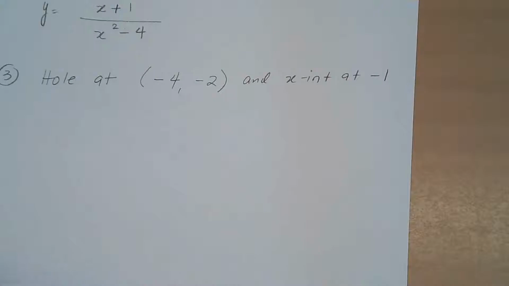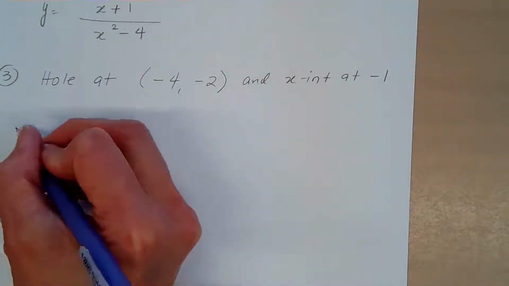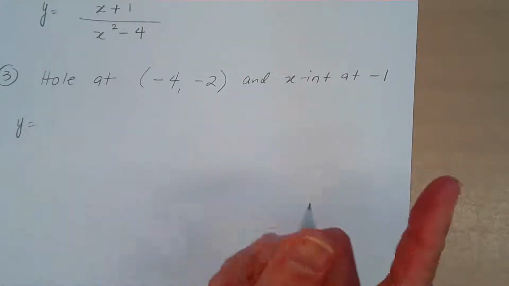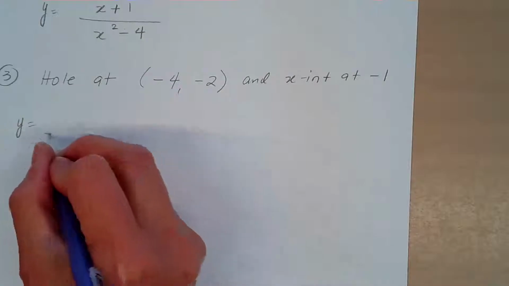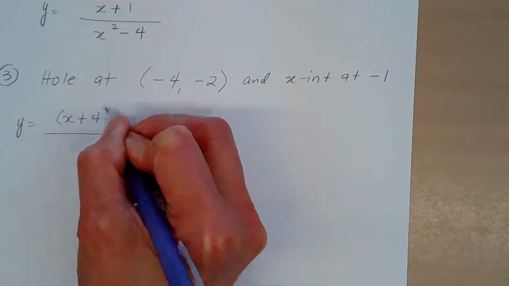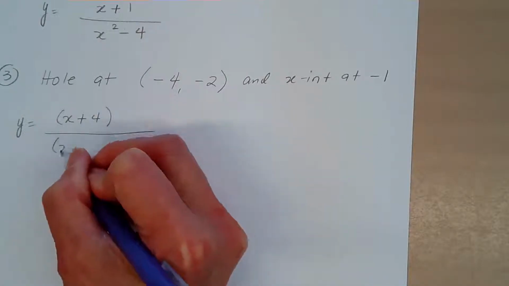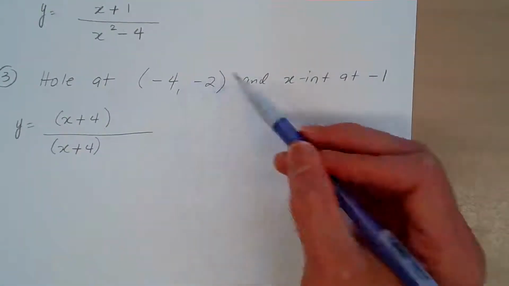So let's take a look at the hole. How can we figure out a hole? x plus 4, x plus 4, but it has to cancel, right? So how do we know it has to cancel? That means there's going to be an x plus 4 on the numerator, and there's an x plus 4 in the denominator.